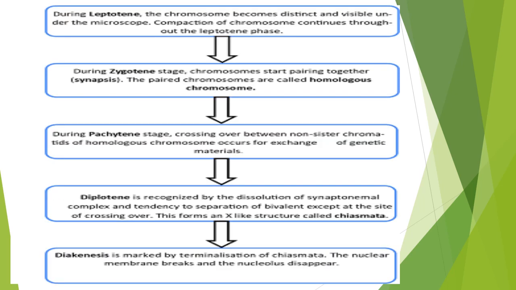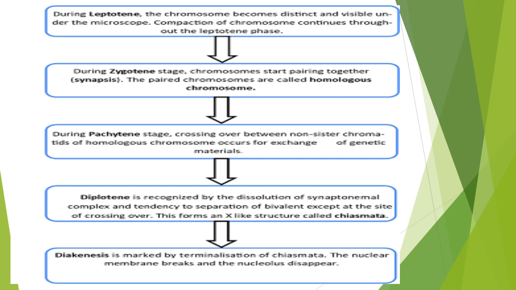Prophase 1. In the leptotene, the chromosomes become distinct and visible under the microscope. Compaction of chromosomes continues throughout the leptotene phase. During the zygotene stage, chromosomes start pairing together, called synapsis. The paired chromosomes are called homologous chromosomes.